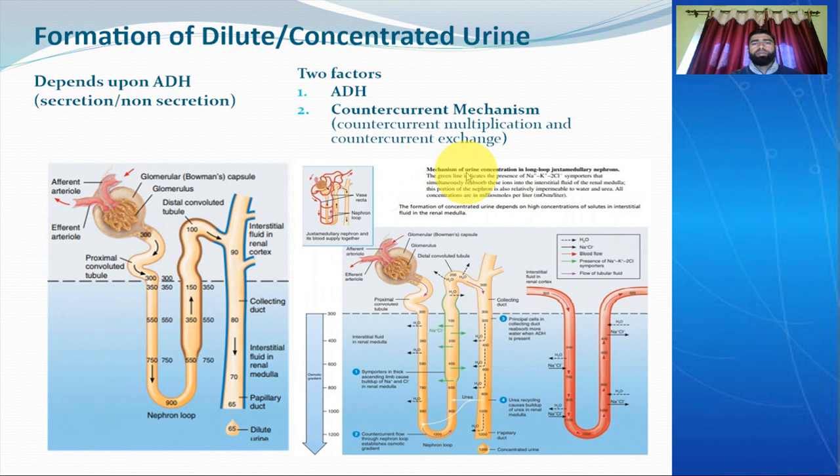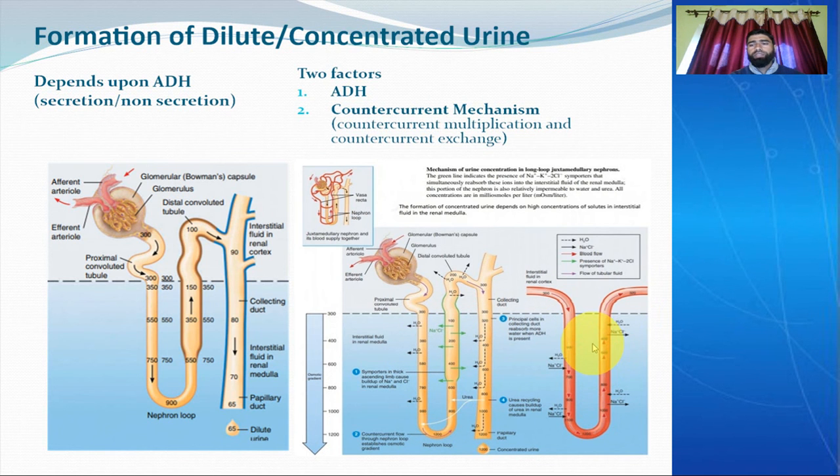This countercurrent mechanism has two sub mechanisms, countercurrent multiplication and countercurrent exchange, which happen here. What is countercurrent multiplication? It is the countercurrent flow here in the loop of Henle, which increases the osmotic gradient. It is the countercurrent multiplication. Another is the countercurrent exchange.